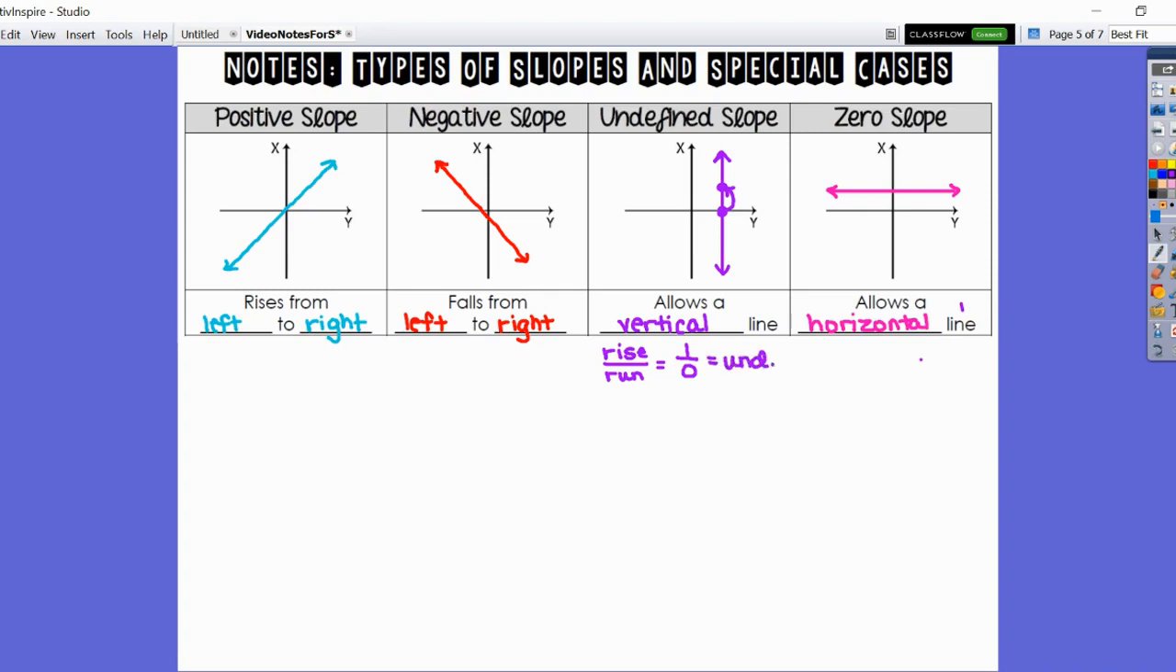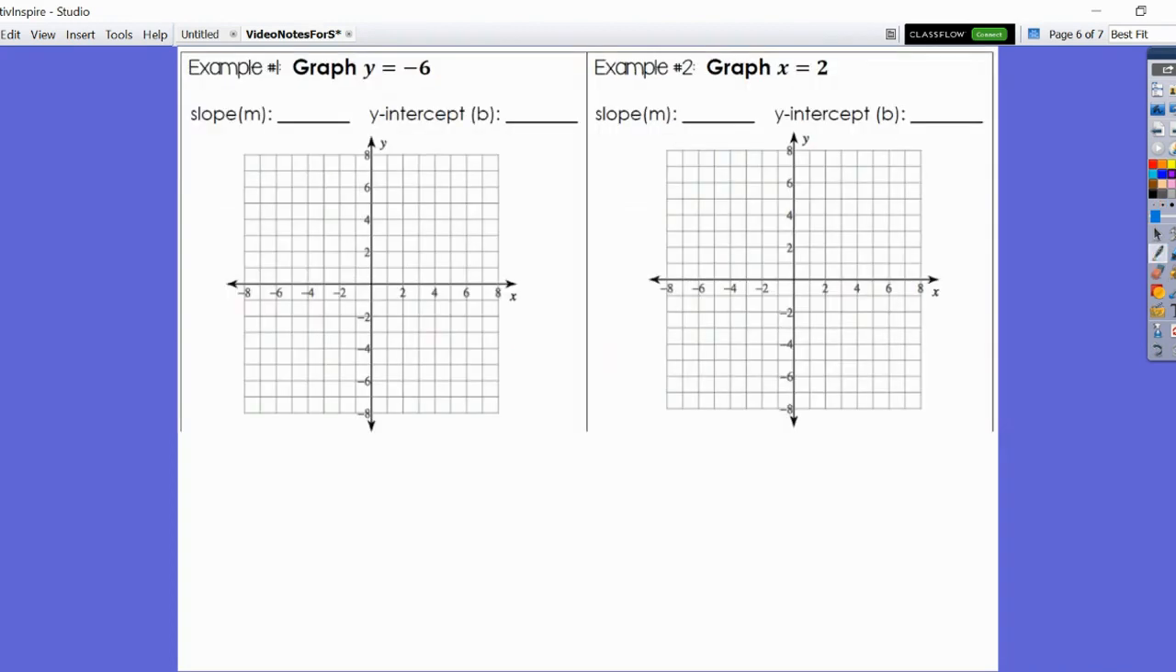Then, for instance, for my horizontal line, I count from one point to the other. I rise up 0, but then I do run 1 to the right. 0 divided by 1 when you do that on a calculator comes out to be 0. Last but not least, we have kind of our special cases for graphing lines.